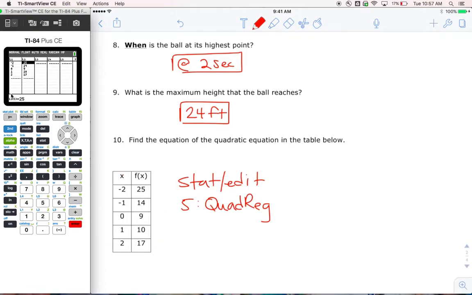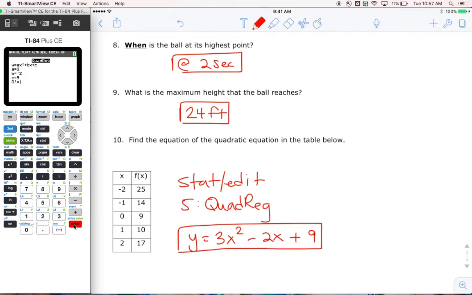So if I'm going to get an equation for this now, I got to go to Stat, click over to Calc, and I'm choosing option 5, QuadReg. Keep clicking Enter till you get there. And here we go. So we've got y equals, a is 3, so we got 3 with x squared. B is negative 2, so we got a minus 2 with x. And then finally we got this plus this positive 9. Do not put the r value. The r value is just there so you can make sure that it is a good equation for the table, right? An r value of 1 means it's a perfect quadratic relationship.